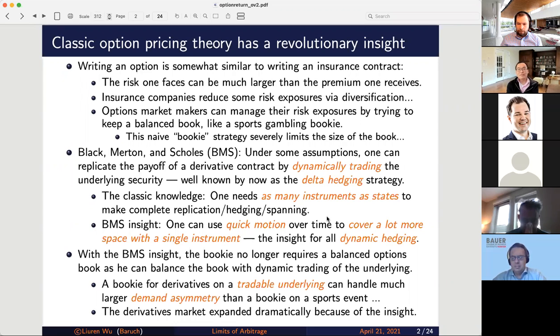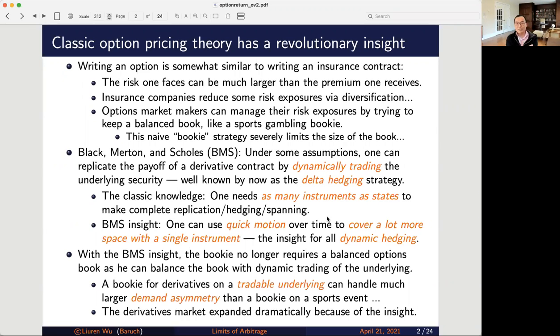Before that, if you write an option, it's like writing an insurance contract, which is highly asymmetric and highly risky. The risk premium you receive is tiny, but the risk you face could be rare, but it can be very, very large. For an insurance company, they deal with this risk sometimes through diversification. For example, when we talk about life insurance, if you sell insurance to a large population, you are turning probability into a proportion, so the risk becomes deterministic. But for options, it's harder to do that.